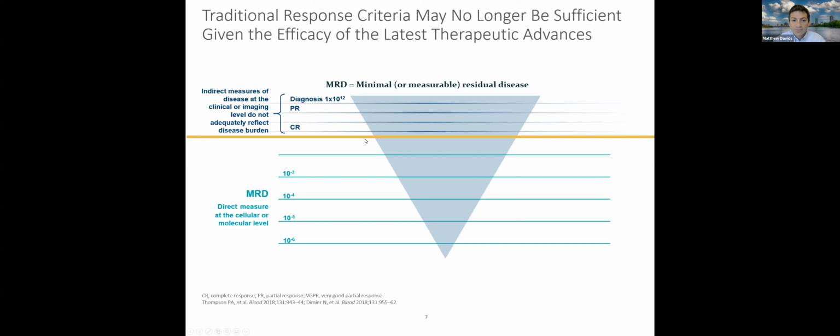That can be detected by these molecular techniques. Now, as you drop below this orange line, you start to get into this MRD state where you can directly measure at a cellular or molecular level the amount of CLL cells that are there, but are not visible under the microscope.